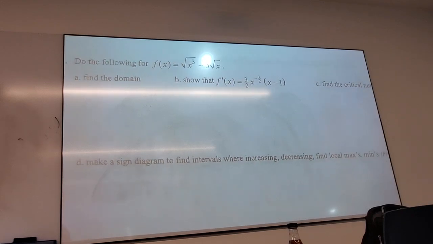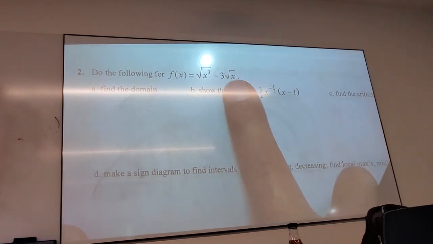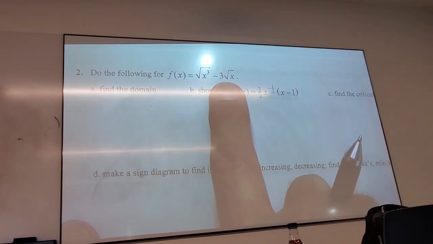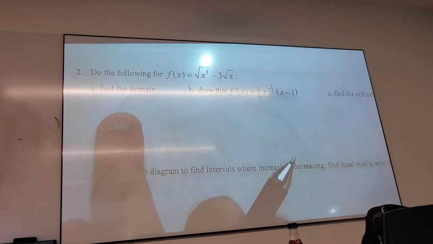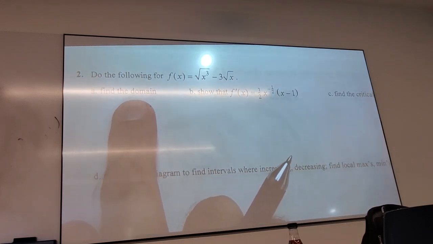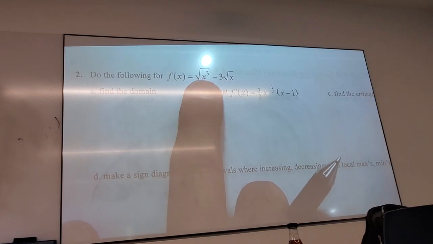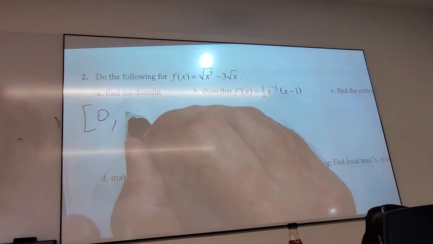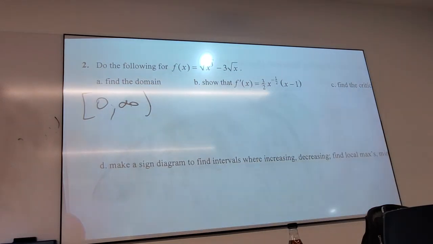So, let's do this in the interest of time. Let's see, maybe I still want to do it. How would I rewrite this before I find... Actually, let's do this first. Can anybody see the domain of this? Yeah, the smallest x could be 0, yes, just like the one we just did. So the domain is 0 to infinity.